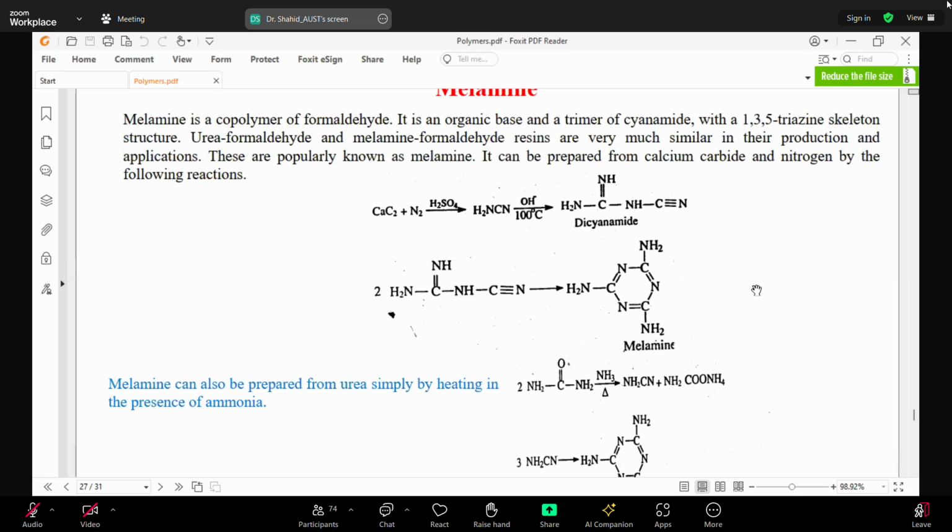So melamine is a copolymer of formaldehyde. Basically, we have to use it to prepare this. It is also an organic base and trimer of cyanamide with a 1,3,5 triazine skeleton. This is the 1,3,5 triazine, with positions 1, 2, 3, 4, 5. This is the 1,3,5 triazine skeleton.